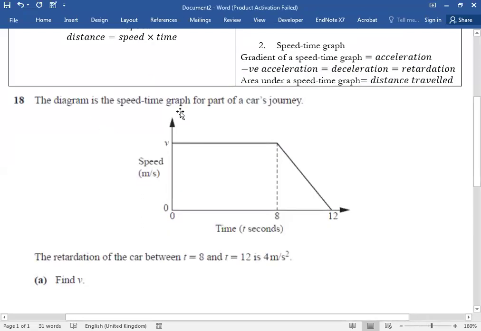The diagram is the speed time graph for part of a car's journey. The retardation of the car between T8 and T12 is 4 meter per second square. So retardation का मतलब है यहाँ की बात हो रही है. If retardation is 4, can you tell me the acceleration? If retardation is 4, what will be the acceleration? -4. Negative acceleration को ही retardation बोलते हैं.